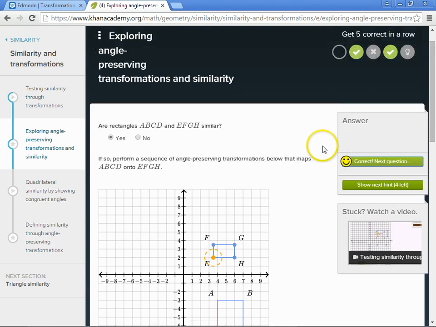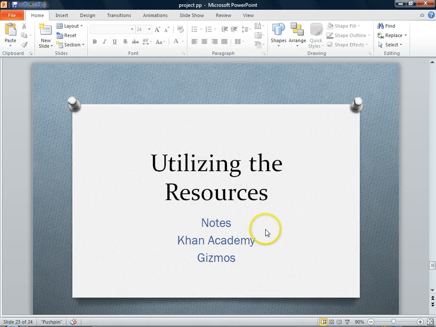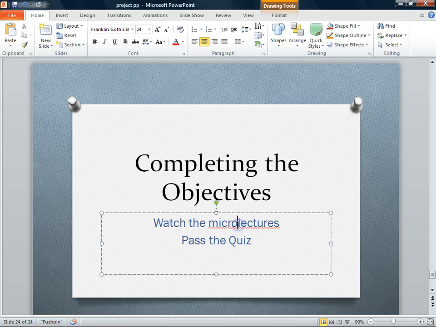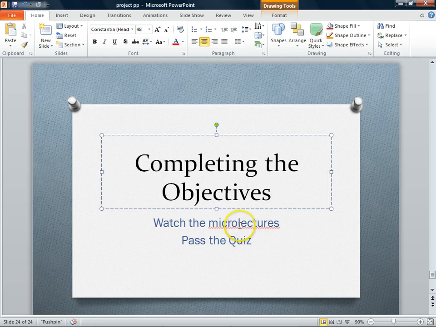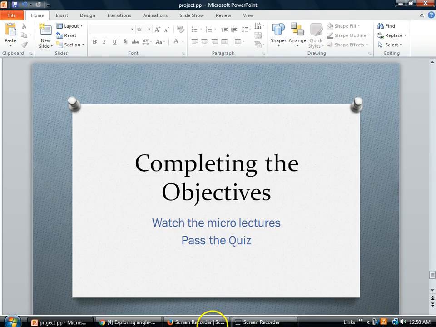And once you pass this quiz, get 5 correct in a row, if you are logged in, they will give you an award and move you on. If you are not logged in, they will tell you good job, and you can move back to our Edmodo folder. Completing the objectives, make sure that you do in fact watch the micro lectures, and when it's all said and done, you pass that quiz, and you are done with screencast number 8 on similarity.